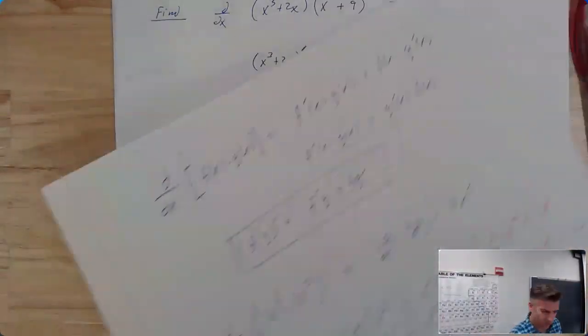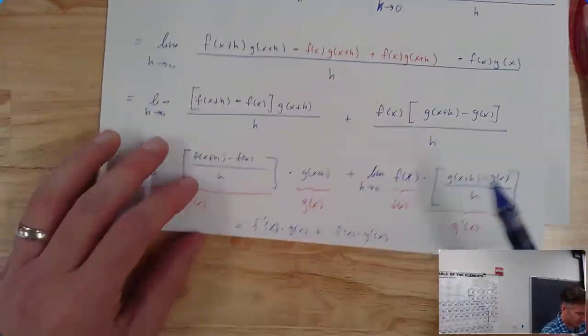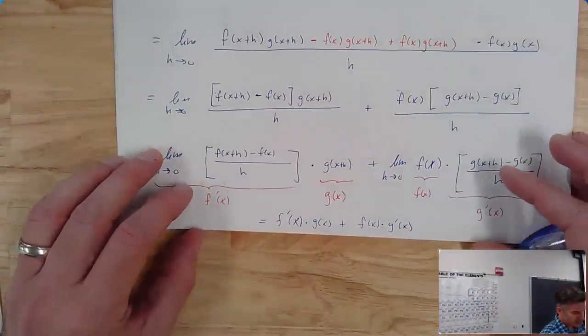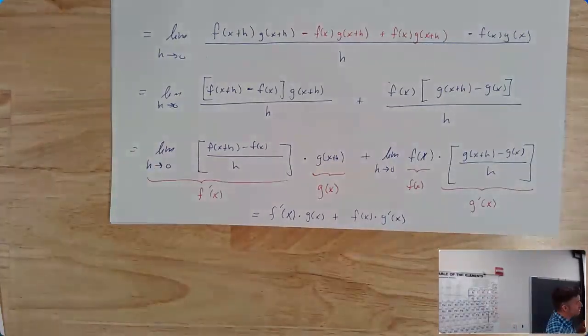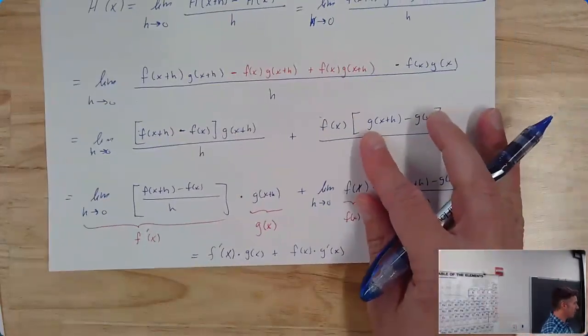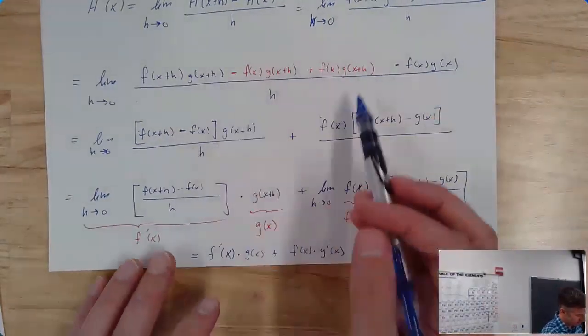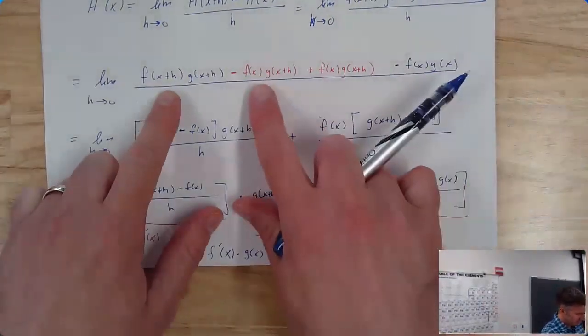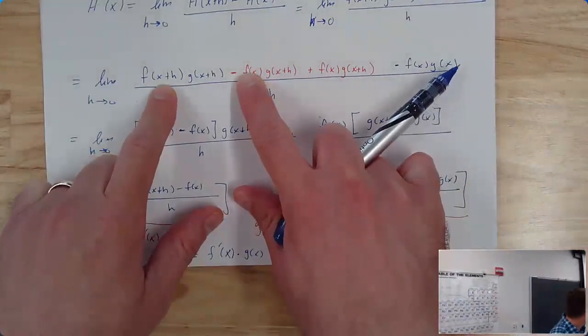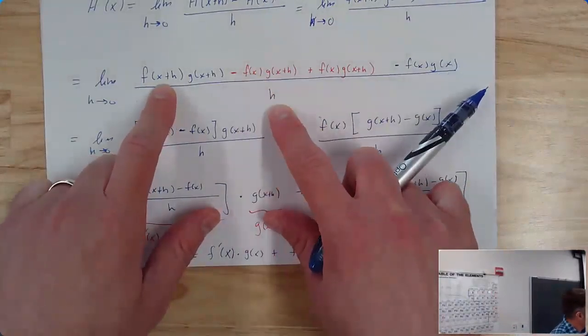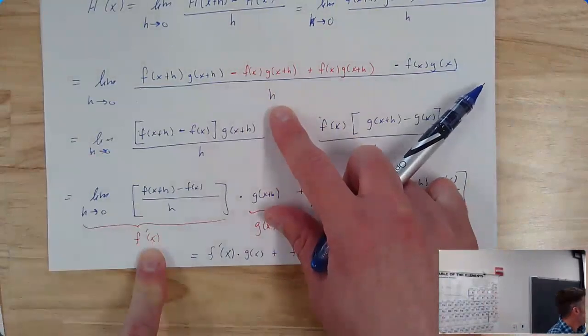Right, we did this whole thing where, since I know that I'm looking to try and get f prime g plus fg prime, I'm trying to subtract and add a thing so that I can get my f of x plus h minus f of x all over h, right? I'm looking to make that f prime show up.